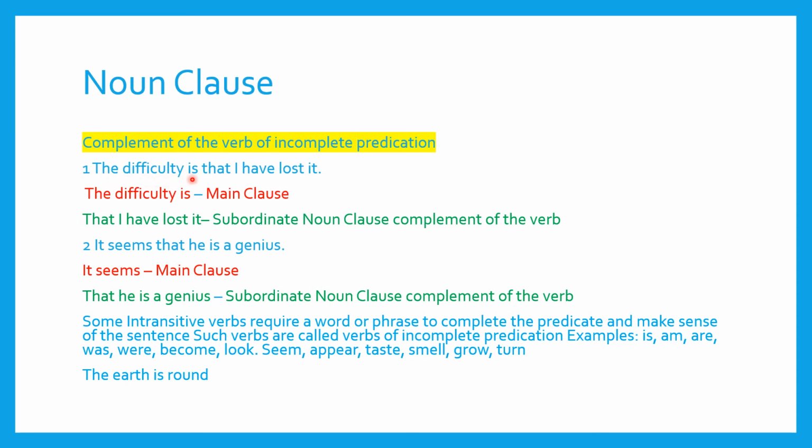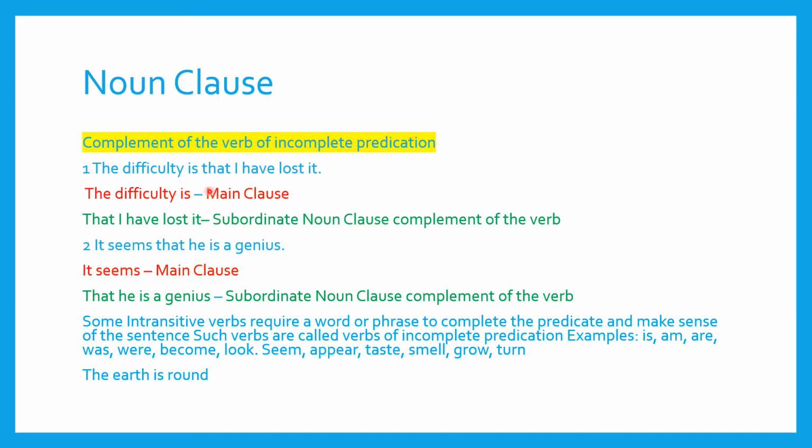The difficulty is that I have lost it. We have to identify the main clause and the subordinate clause. You will identify first the subordinating conjunction. Here it is that. We know that the subordinating conjunction introduces subordinate clauses. So that I have lost it is the subordinate clause. The difficulty is the main clause. That I have lost it is the subordinate noun clause.